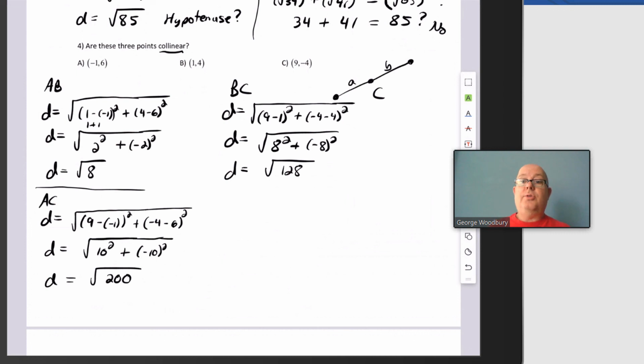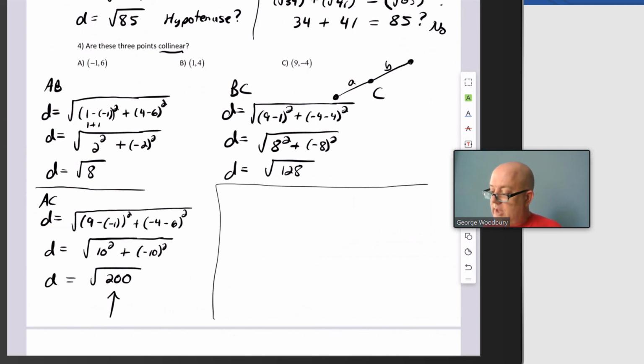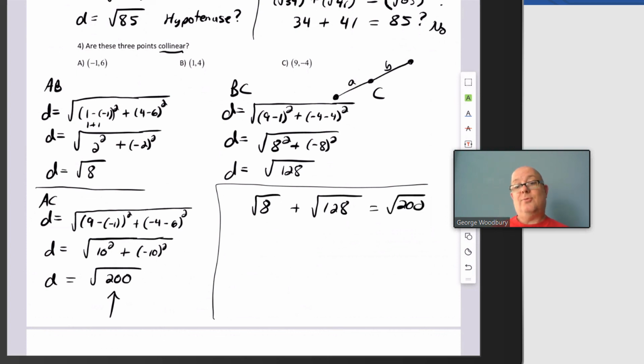And we can tell the longest one is AC. It's the square root of 200, which is greater than the square root of 8 or the square root of 128. So what we're trying to figure out now is whether the smallest one, the square root of 8, plus the next smallest one, the square root of 128, equals the square root of 200. And unfortunately, we can't tell. We've got to simplify these first.